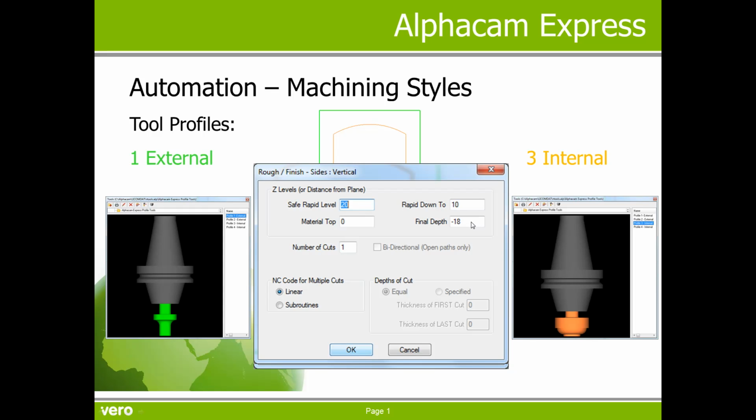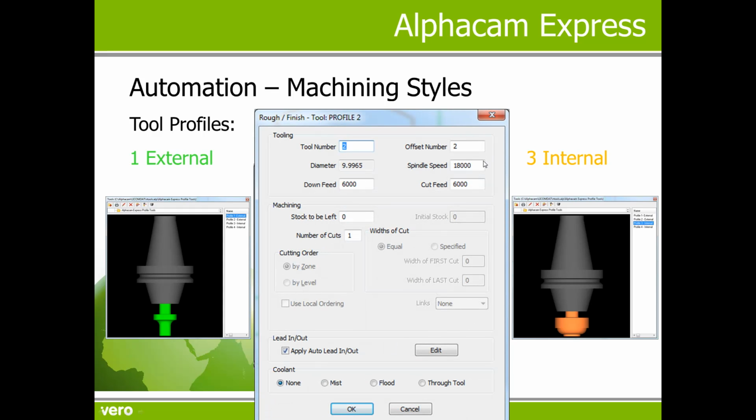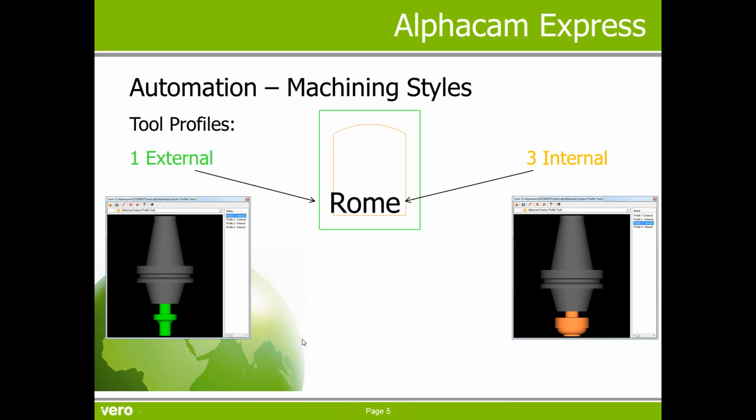However, I can't remember whether I put in -18. Well, I didn't do it last time. I think he put the feed speeds at maybe 6 meters a minute, and probably the spindle speed was 18,000. I think he probably put a lead in, lead out, but we'll just have to have a try.